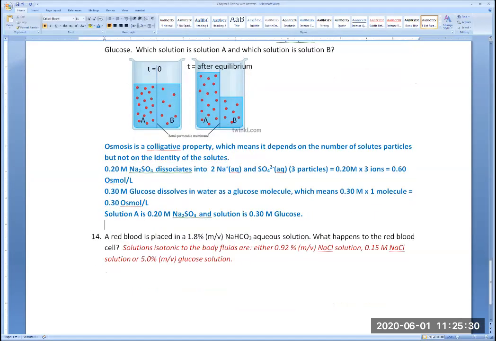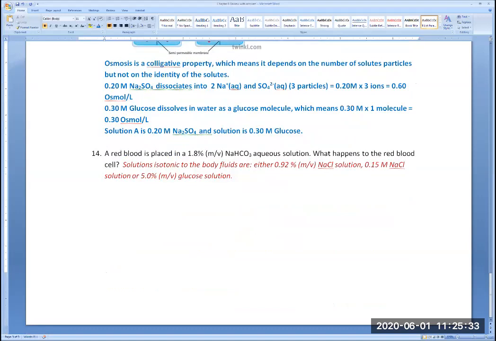And so let's finish this. It's also about osmosis, but this problem introduces new terms: isotonic, hypotonic, and hypertonic. That's the way to classify substances depending on a reference substance. The reference substance here will be the intracellular fluid of your red blood cell. So let's say you have that red blood cell placed into a 1.8% mass per volume NaHCO3 aqueous solution. What happens to the red blood cell?